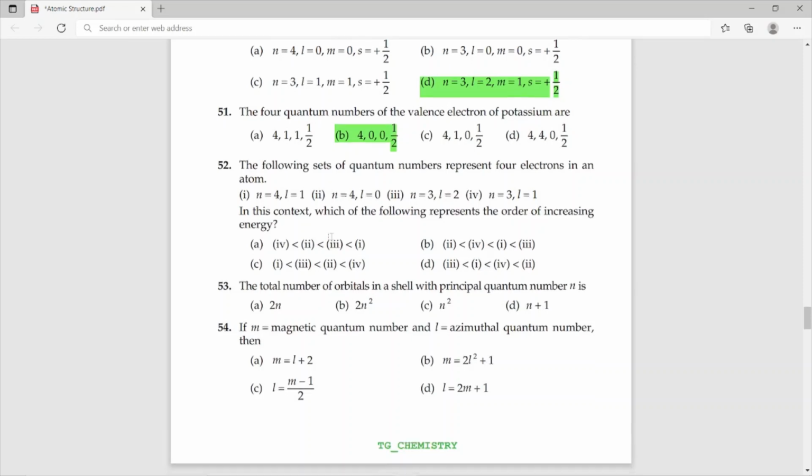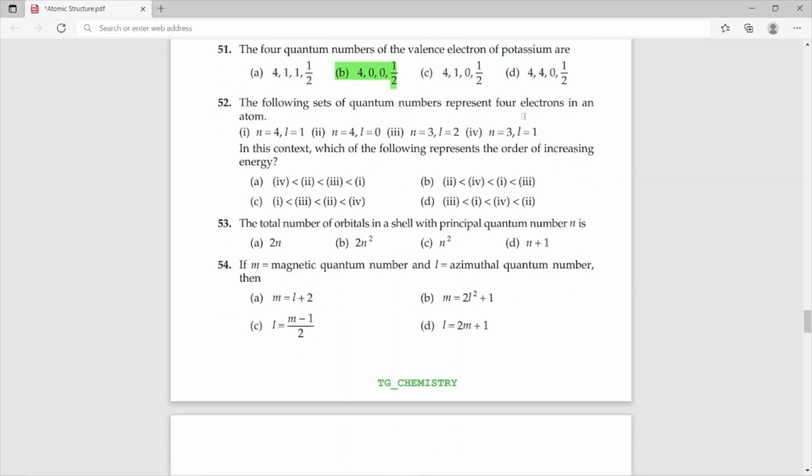Next is: the following sets of quantum numbers represent 4 electrons in an atom. You can see the quantum numbers here. In this context, which of the following represents the order of increasing energy?